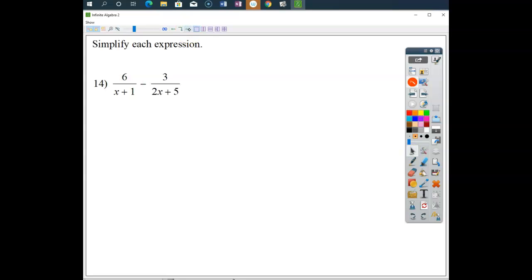Let's move on to number 14. It's another problem, pretty similar. This is subtraction instead of addition, but the steps are pretty much the same. We still need a common denominator, so step 1 is to factor the denominator. Now in this case, neither one of those denominators is factorable, so we're going to leave it just like that.